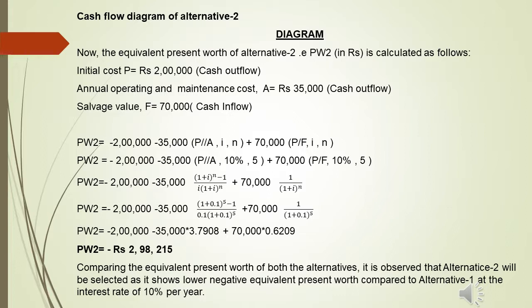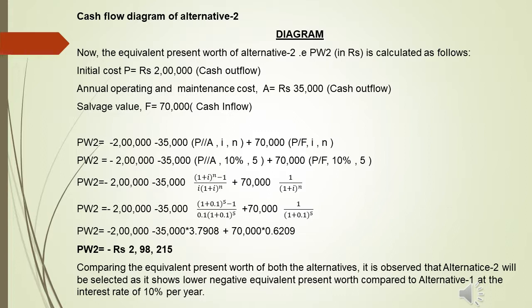The same equation you are going to use, but you have to change the value. What is that? Your P value is minus 2 lakh. Minus, because it is going downwards, so you have to indicate it as minus, and then you have to solve it. Solve the equation similarly to the last problem, and I will get PW2 as minus 2,98,215.